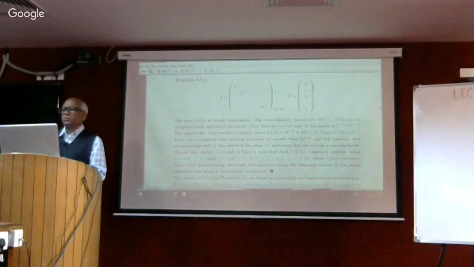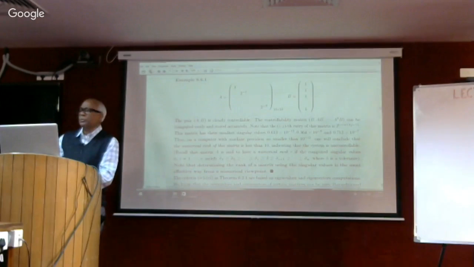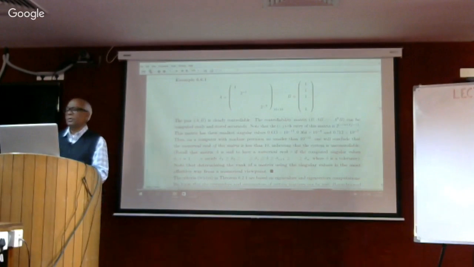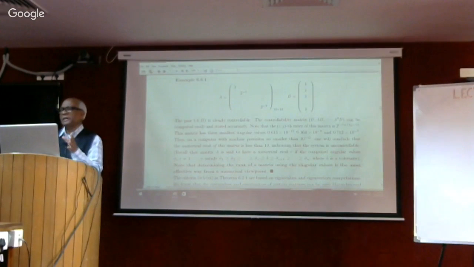Now you have to form the controllability matrix B, AB, up to the 9th power of A times B. Since this matrix A is a diagonal matrix, computing this controllability matrix is quite easy. Suppose we compute the controllability matrix and store it accurately on the computer. Then next you have to determine the rank of that controllability matrix.